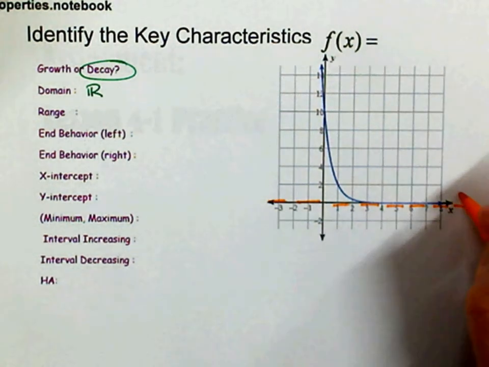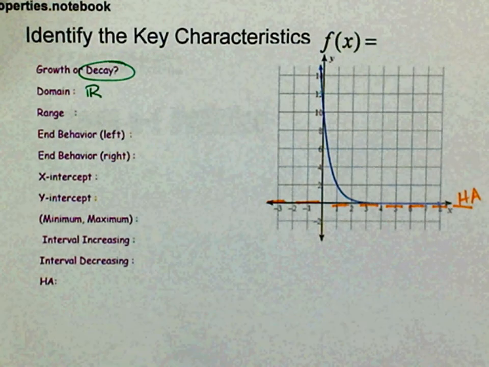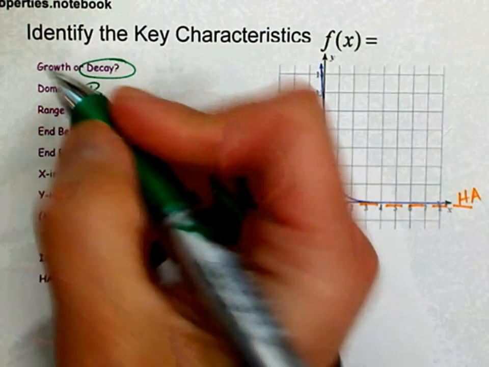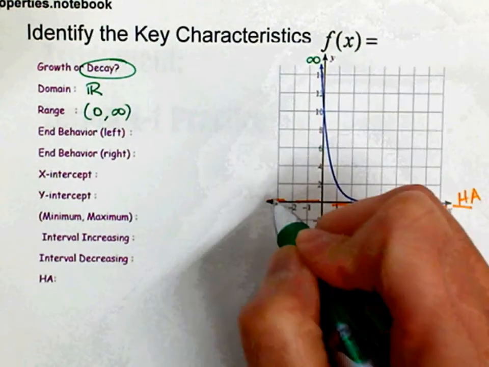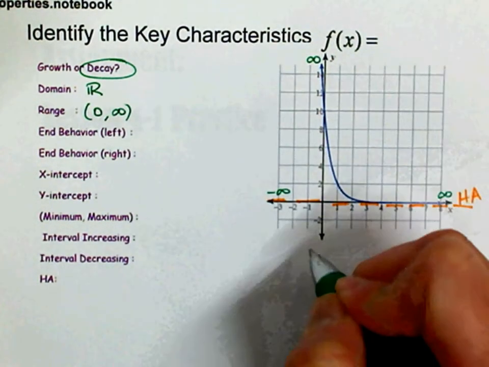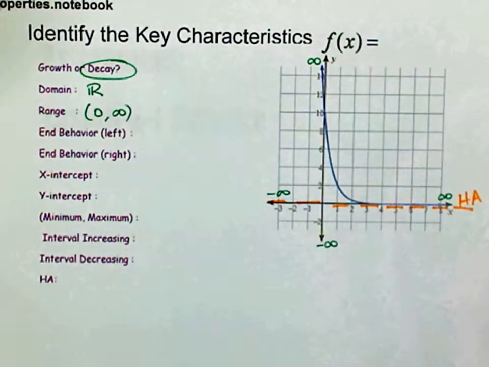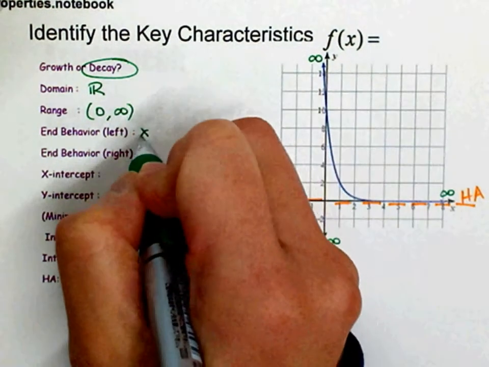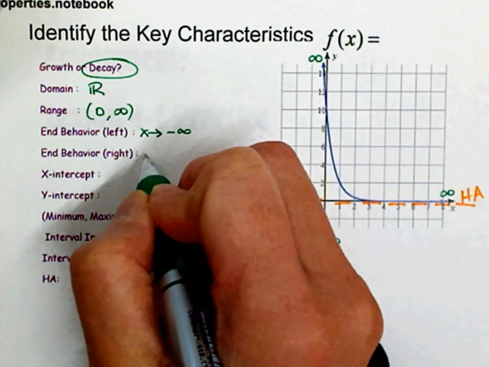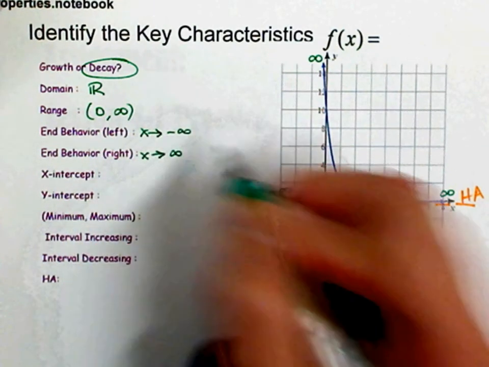Alrighty, so your range goes from 0 up to positive infinity. Remember, negative, positive, negative, going up is positive, okay? Your end behavior: left is negative infinity for your x, positive infinity for your y, positive x for the right.